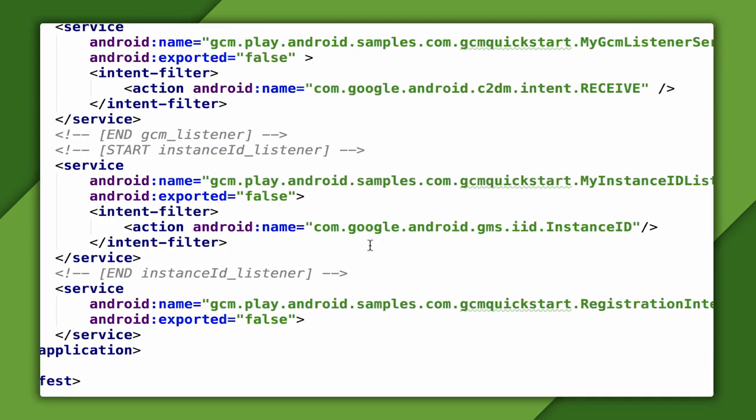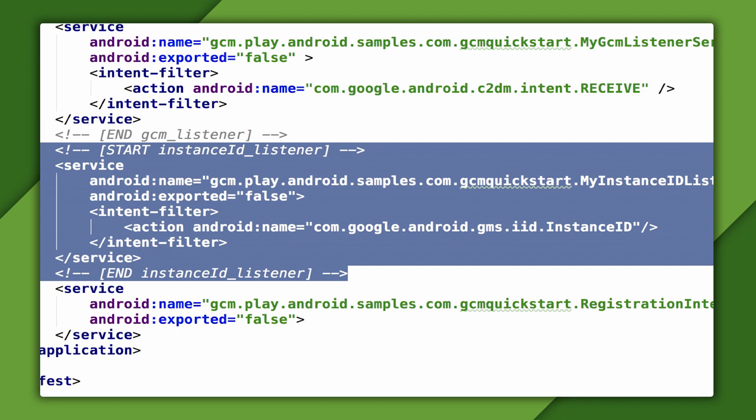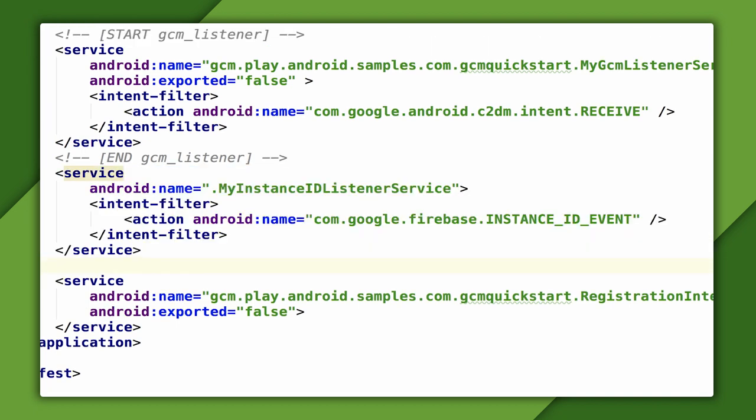In my case, I do want to be able to send to specific devices, so I'll want to extend this service. But you may not have to, depending on the needs of your app. But I'll show you what that looks like now. I'll update the Instance ID Listener Service code in my app's Android manifest to use FCM.